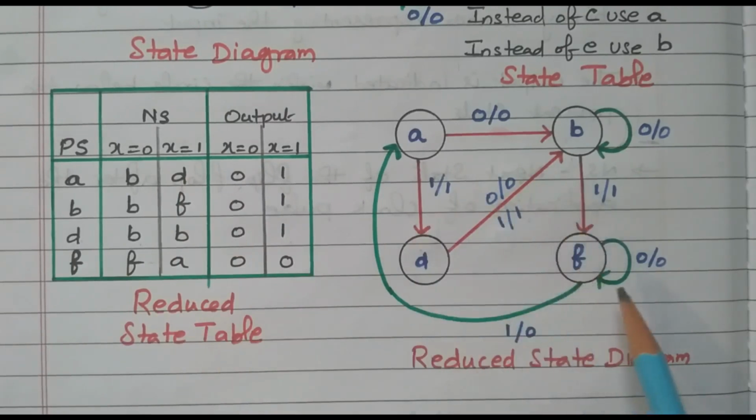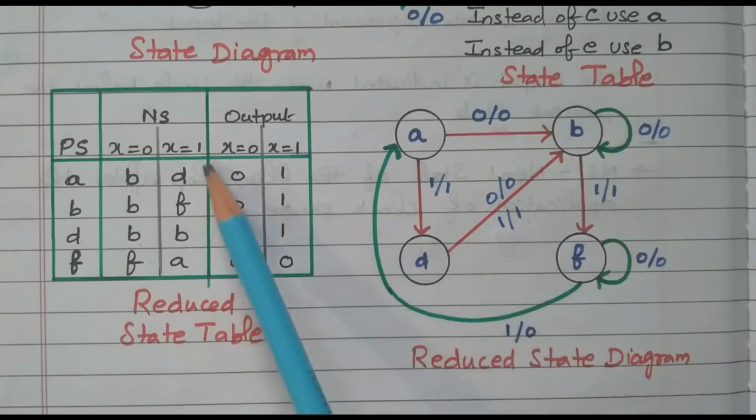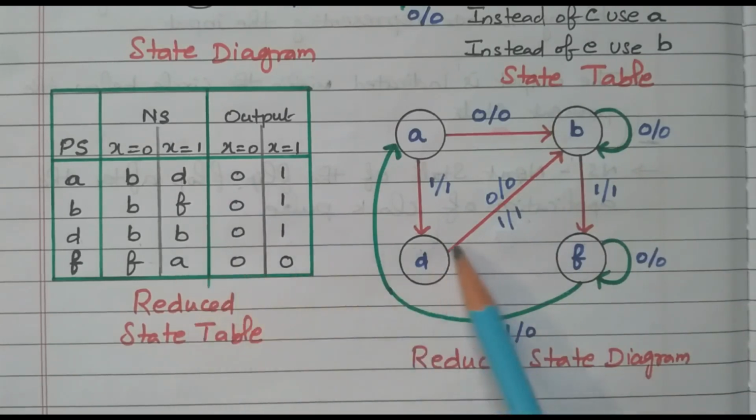Now all the states are covered. F goes to A, everything. So this is the reduced state diagram, right? Two repeated states are eliminated, so that we got 4 rows. From that we can draw the reduced state diagram. Now we'll see the description.